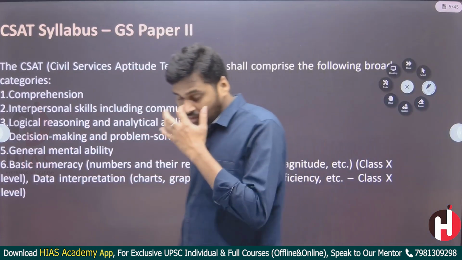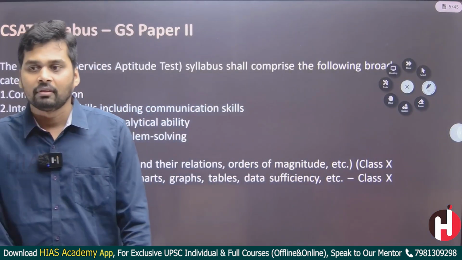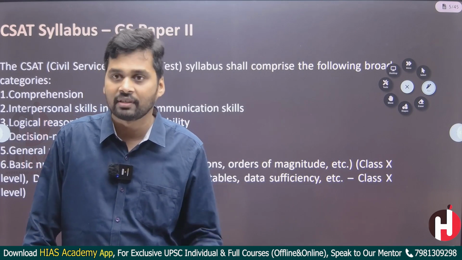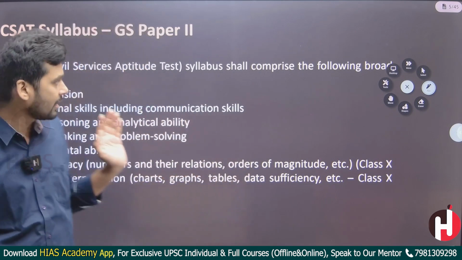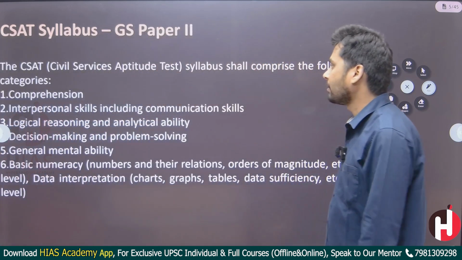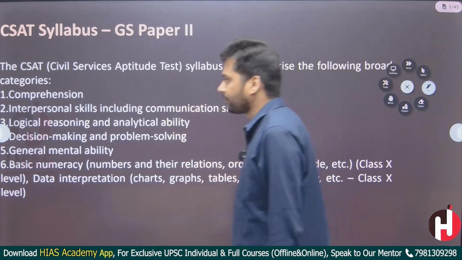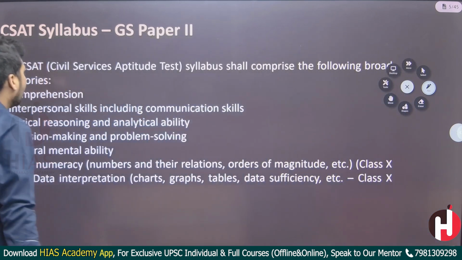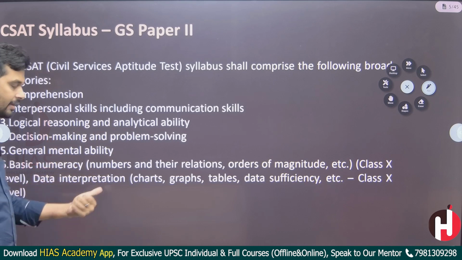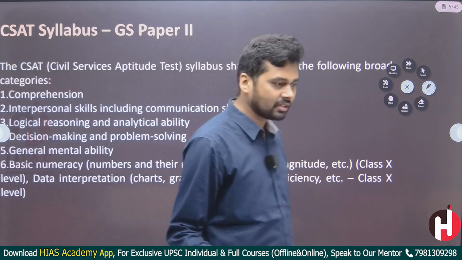Next, now we talk about the syllabus. What is GS paper 2? CSAT lo what are the different subjects we have? Syllabus ఏంటి? As per the official data, official గా మనకి UPSC ఇచ్చిన దాని ప్రకారం, this is the syllabus. So comprehension, interpersonal skills including communication skills, logical reasoning and analytical ability, decision making and problem solving, general mental ability, basic numeracy and data interpretation. Okay, it was given like this.